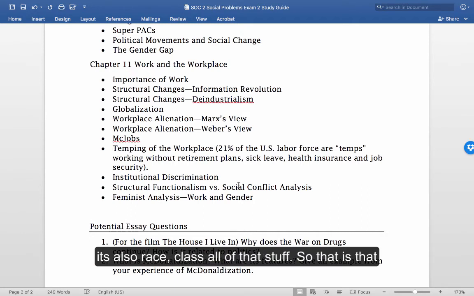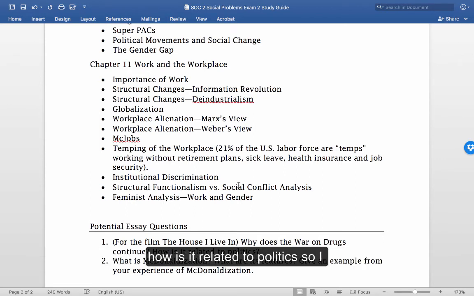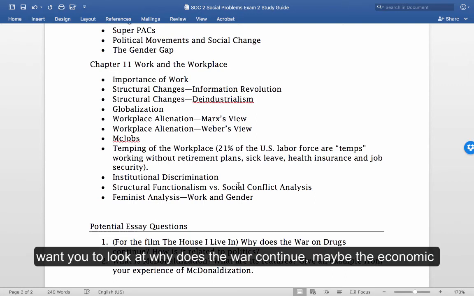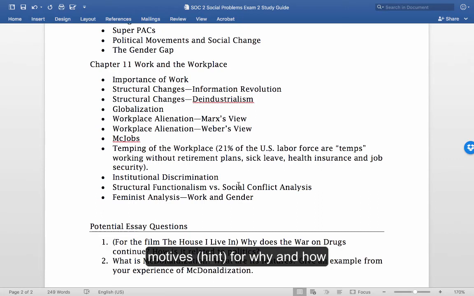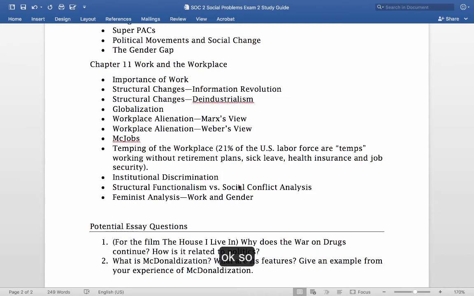Okay, so that's that. And then, for the film The House I Live In, why does the war on drugs continue? How is it related to politics? Right? So I want you to look at why the war continues, maybe the economic motives hint for why. And then how is it related to politics? How is the beginning of the war on drugs related to politics? How is the continuance of the war on drugs related to politics? Hint, it totally is. Okay.